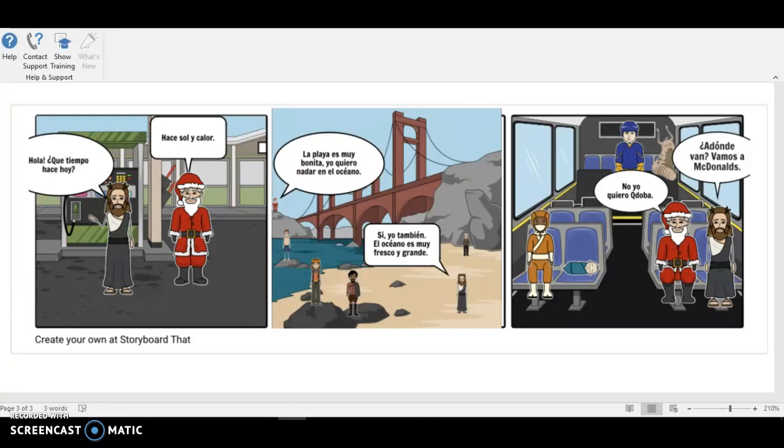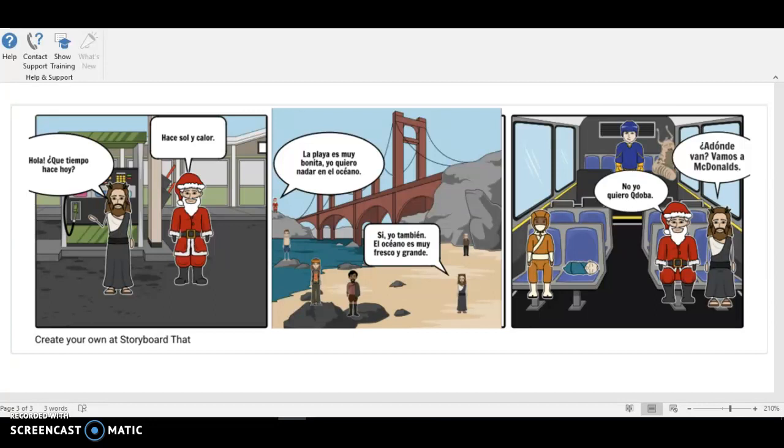For round 3, I assigned them to create a 3 or 4 cell comic in Storyboard That, in which their characters move around, talk about the weather, discuss what they want to do on vacation, and I really challenged them to dive into the vocabulary and use some more verbs and some of the language of travel. And here's a couple of examples of what I got when I challenged them.